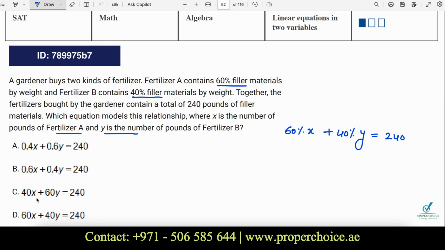Be careful. Don't go with option D, because it is not in terms of percentage. If they had written it in percentage, I would have gone with it. But while converting percentage into a number, you have to divide it by 100, since percent itself means per 100. So converting 60% to a number, divide 60 by 100, which gives 0.6. So this becomes 0.6x plus 40% becomes 40 divided by 100, which gives 0.4y, equal to 240. So that makes sense with option B.